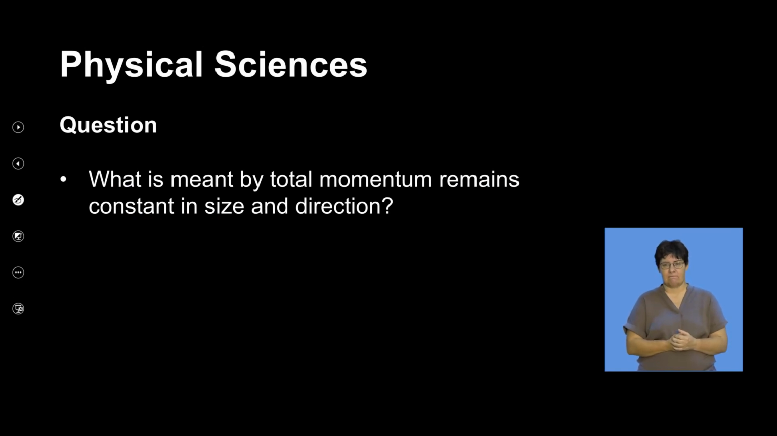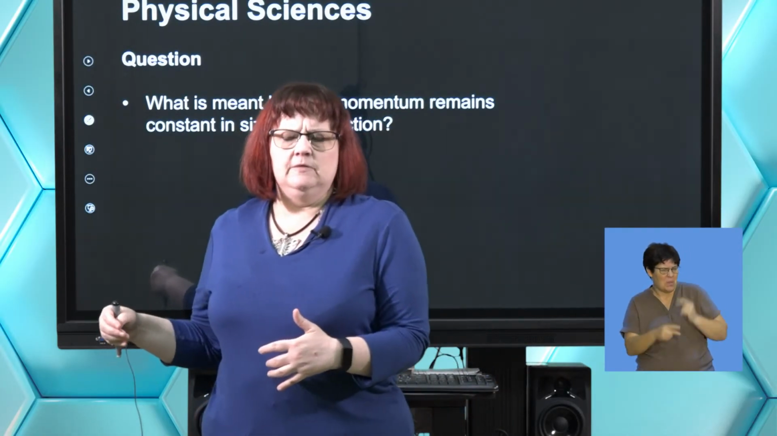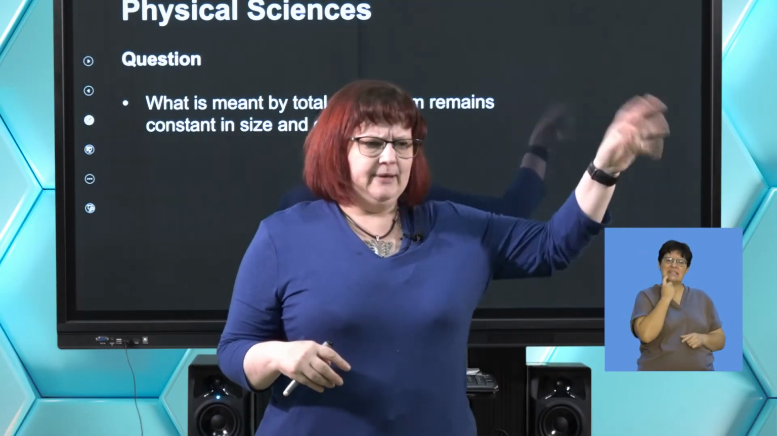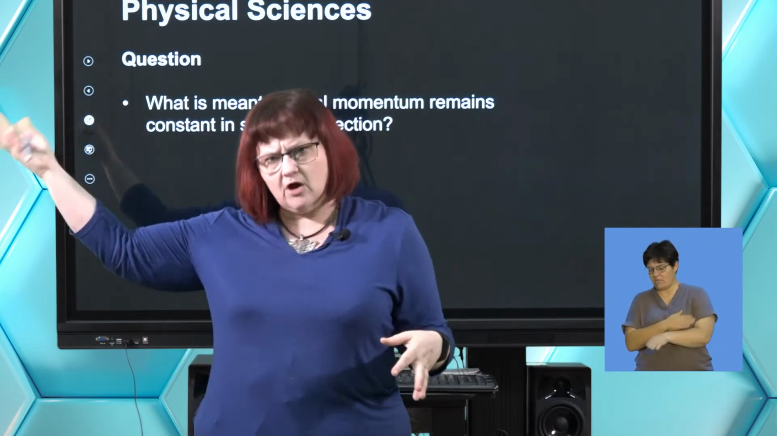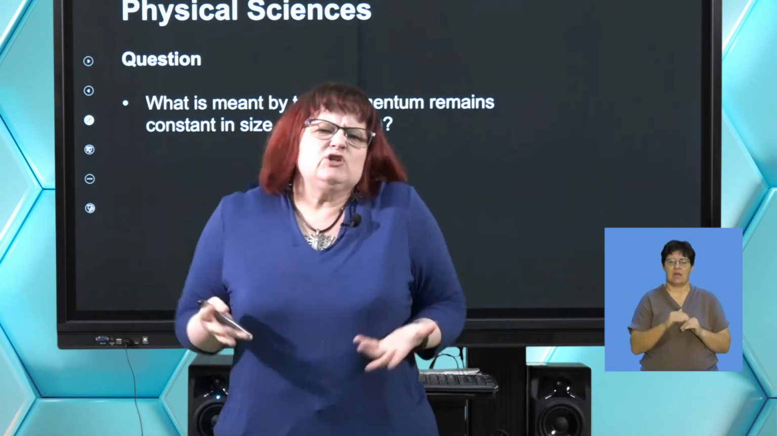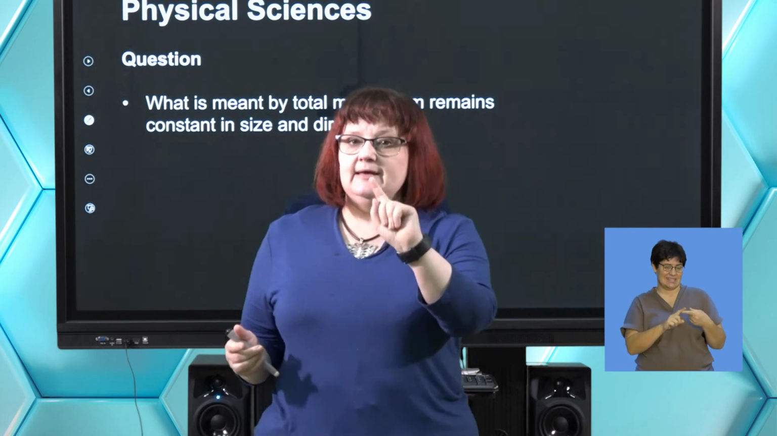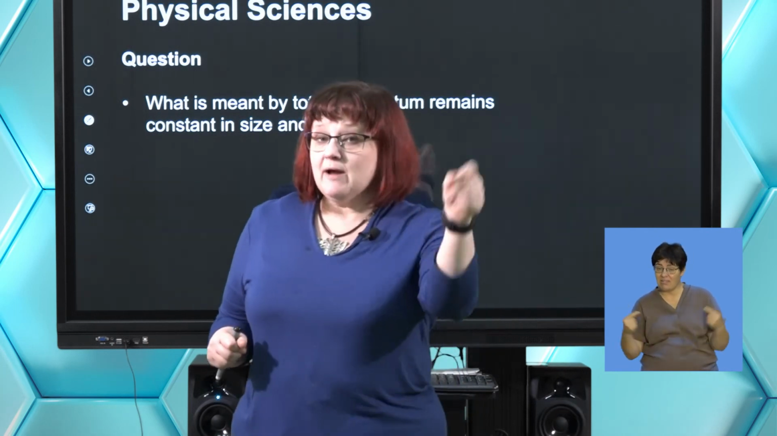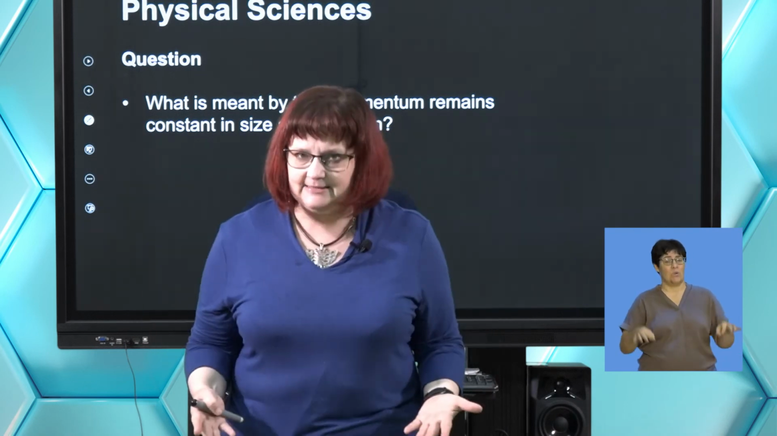So what do I mean when I say total momentum remains constant in size and direction? Size is easy because we can calculate the momentum of the objects before anything happens. We can calculate the momentum afterwards. And magnitude's easy to compare. Direction, though, is something new. And direction is very important because we're dealing with vectors.